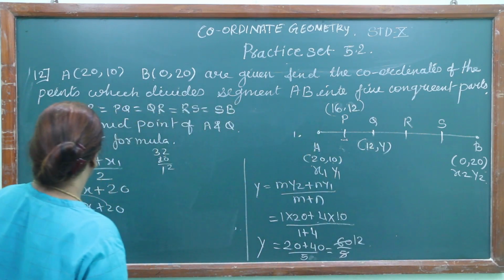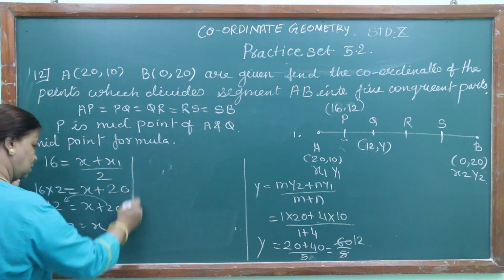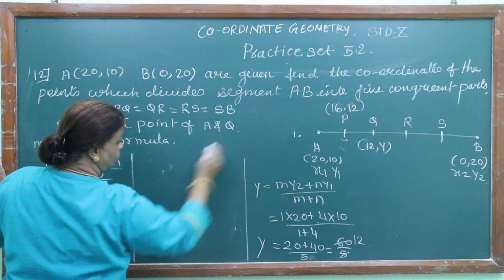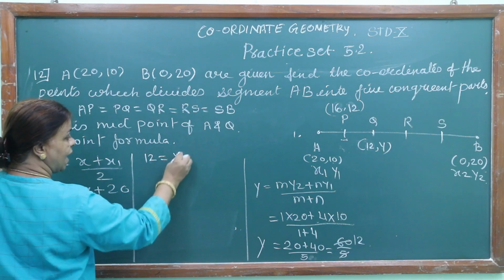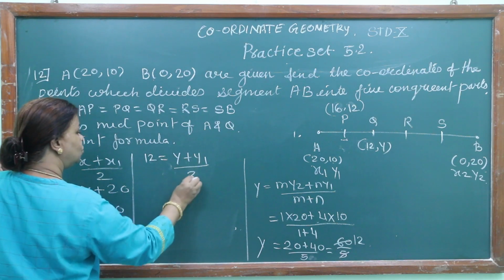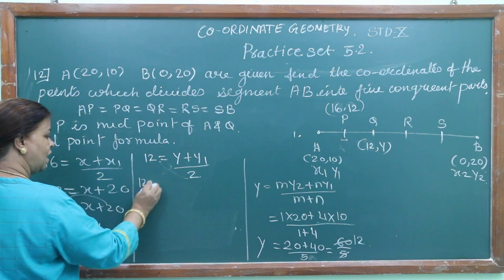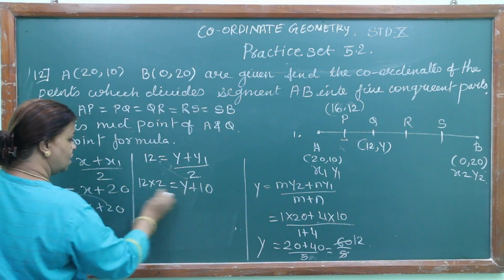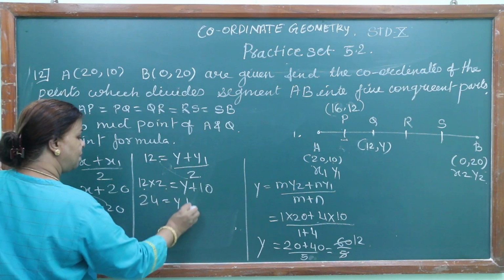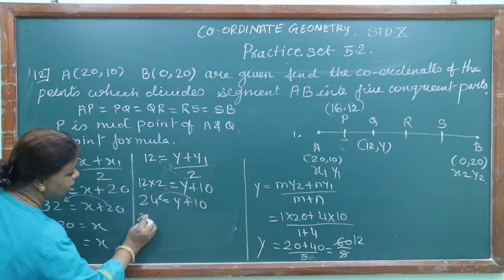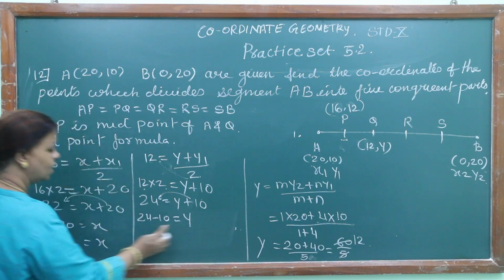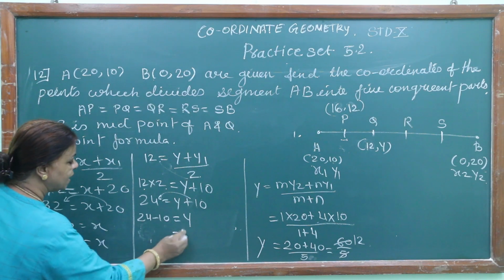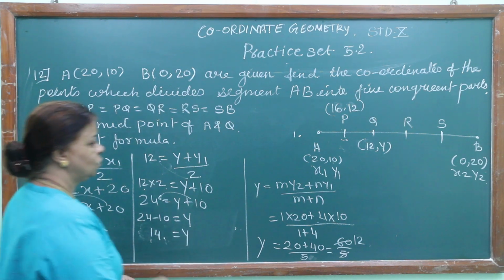Now for y coordinate, P is the midpoint, na? So 12 is equal to y plus y1 upon 2. 2 will come here. 12 into 2 is equal to y, you want to find out, plus y1 is 10. 12 2s are 24 is equal to y plus 10. 10 will come here, children. 24 minus 10 is equal to y. 24 minus 10 is 14. So y is equal to 14. So we got this 14.